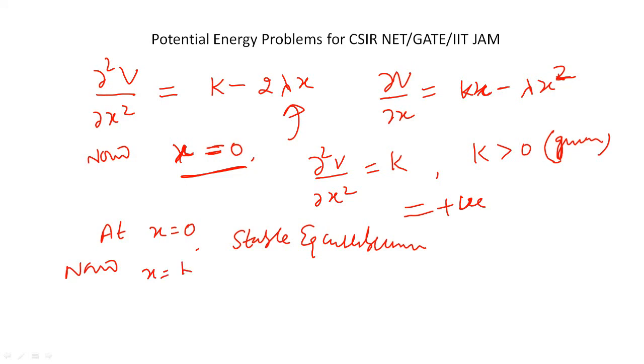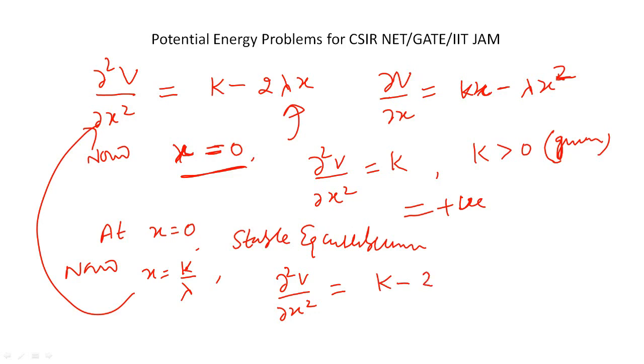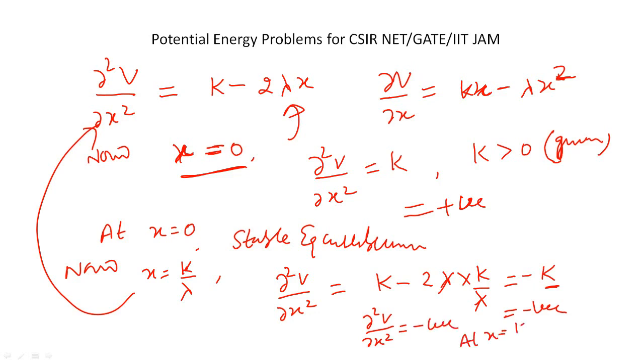Now at x equal to k upon lambda, if we put this value here, then we will see that your del 2V over del x2 is equal to k minus 2 lambda into k upon lambda. So it becomes minus k, because k is positive, so it will be a negative value. It means here your del 2V over del x2 is negative. So at point x equal to k upon lambda, it will give you an unstable equilibrium condition, right?